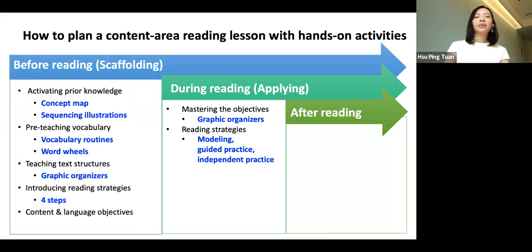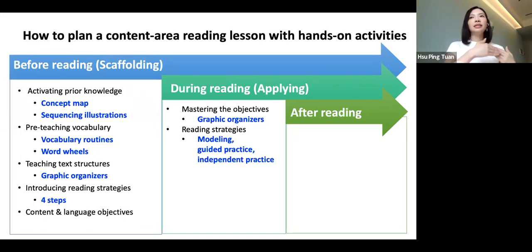the text. And then also for the reading strategies, like I mentioned earlier, we follow these 3 steps. So students will be able to reinforce their skill of using the strategy over and over again. But make sure you do modeling, guided practice, and independent practice.